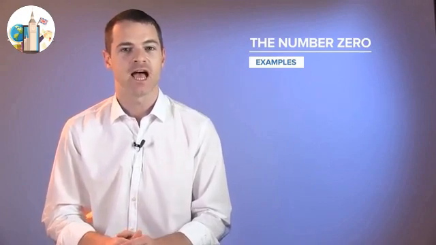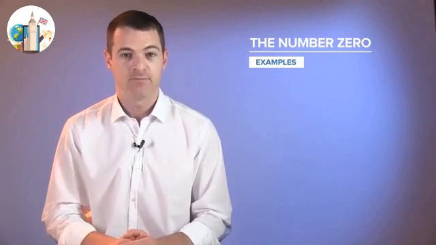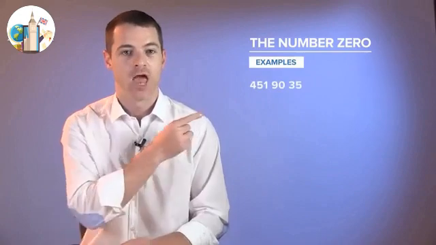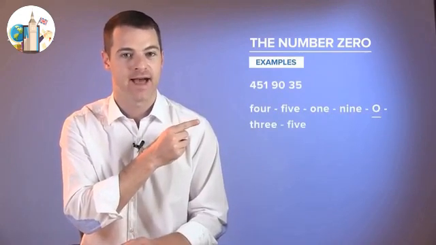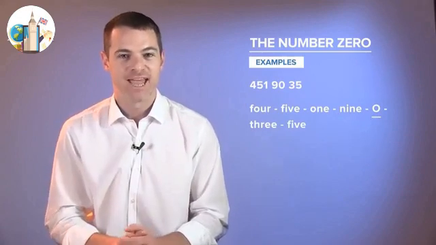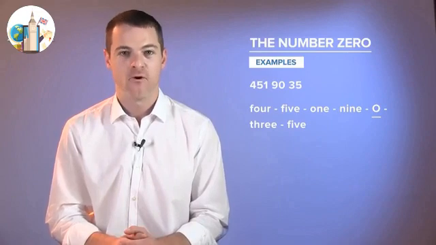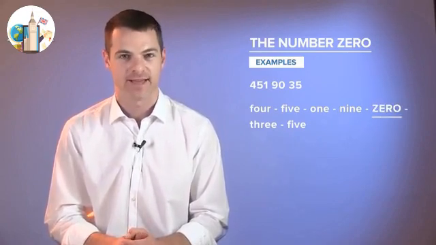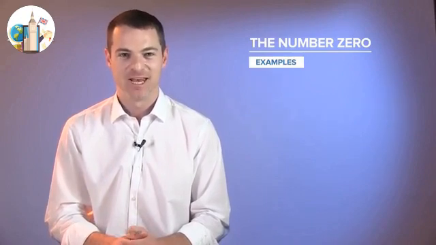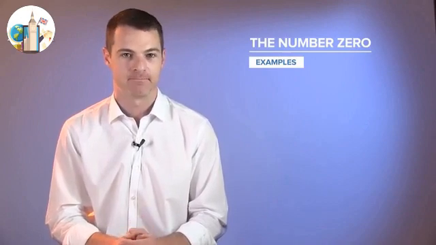Now, let's look at how to say 0 when giving phone numbers. In British English, we say O. Look, 4519035. However, in American English, we use the word zero. 4519035. Now, let me give you a good tip for phone numbers or any other sequence of numbers.